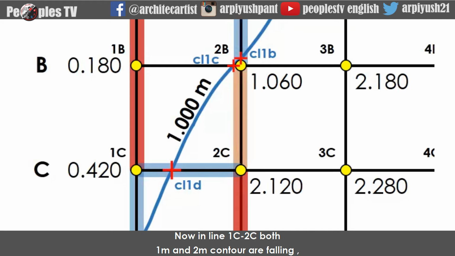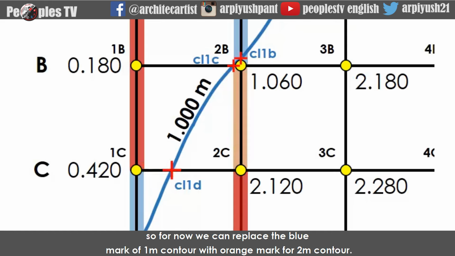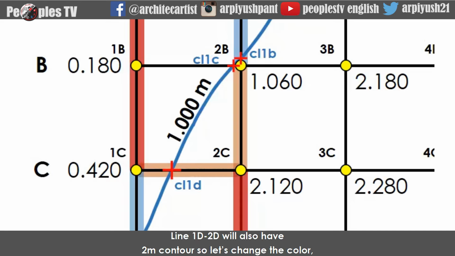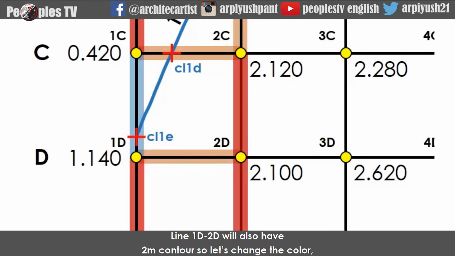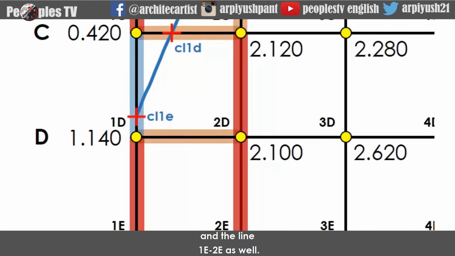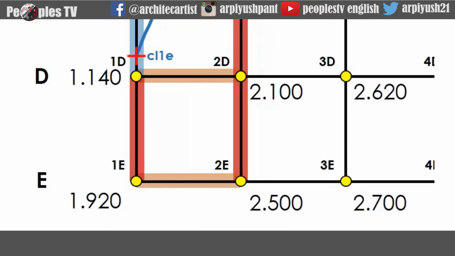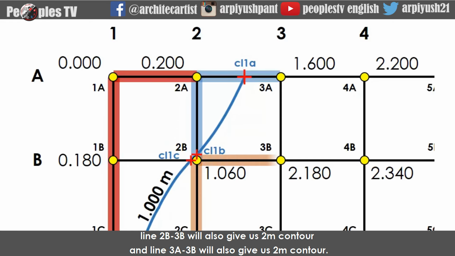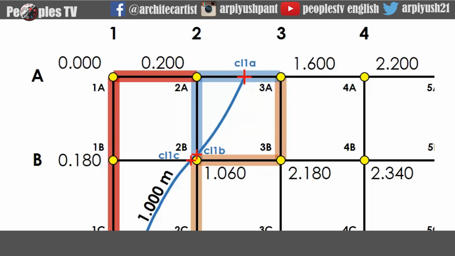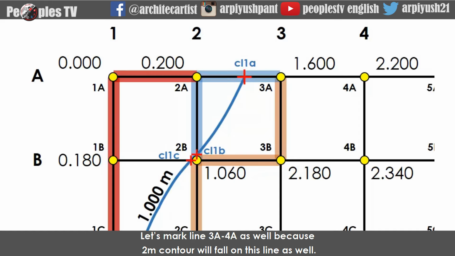Now in line 1C 2C, both 1 meter and 2 meter contours are falling. So for now, we can replace the blue mark of the 1 meter contour with an orange mark for the 2 meter contour. Line 1D 2D will also have a 2 meter contour, so let's change the color, and the line 1E 2E as well. Now moving on to the top and another grid, line 2B 3B will also give us a 2 meter contour and line 3A 3B will also give us a 2 meter contour. Let's mark line 3A 4A as well because a 2 meter contour will fall on this line as well.